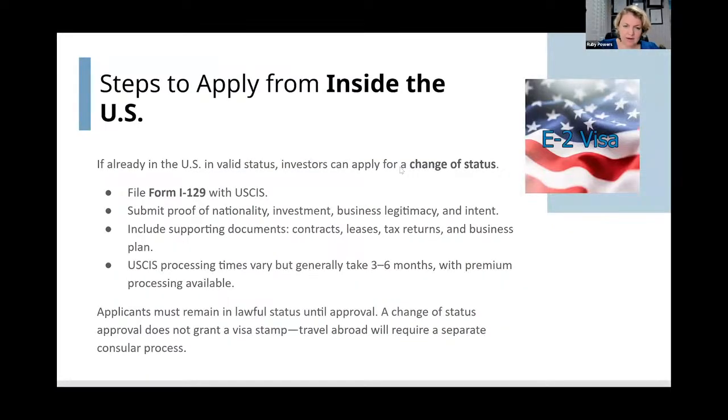Then you also have how to apply. You can apply inside the United States by doing a change of status, let's say maybe a B1, B2 to an E-2. You'd file the I-129 and show nationality, investment, the business plan, intent. That could be a lot of supporting documents: leases, contracts, tax returns. The processing times can vary. There is premium processing at the time of this presentation, so keep an eye on that.